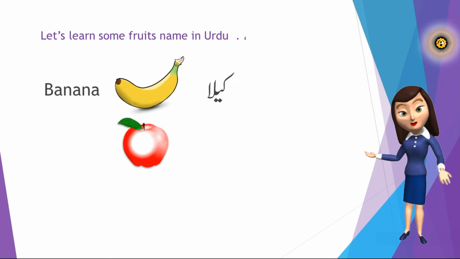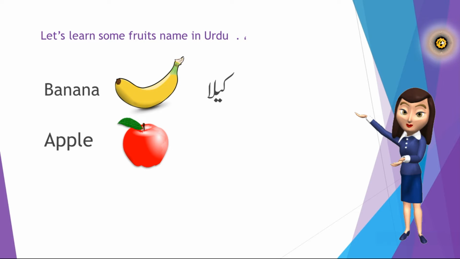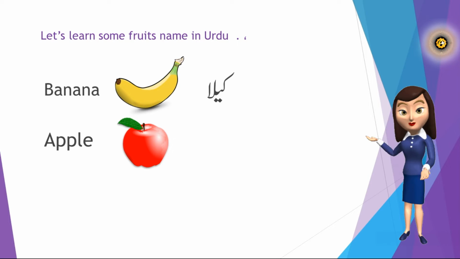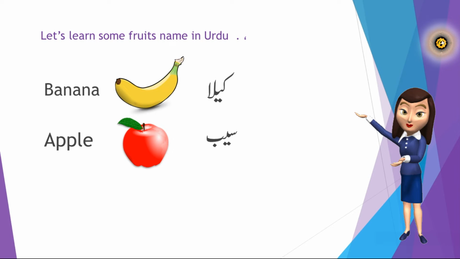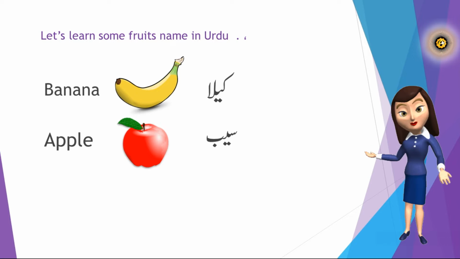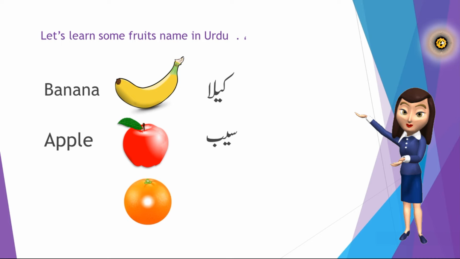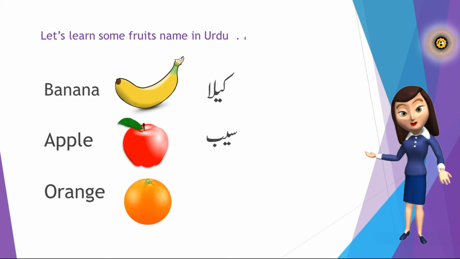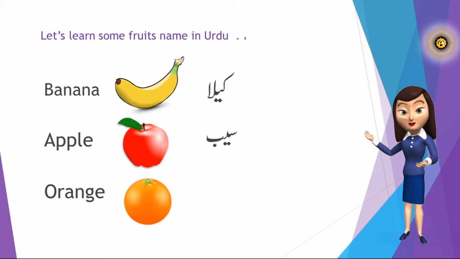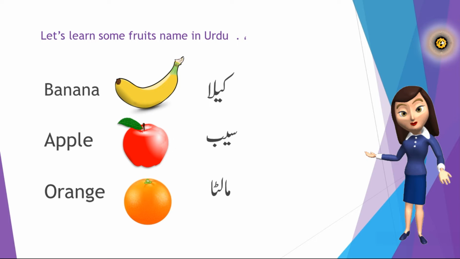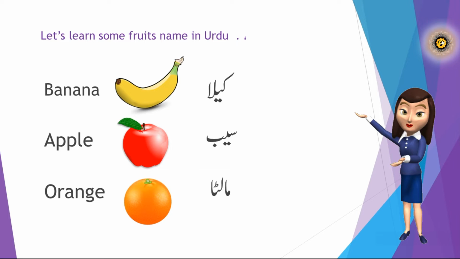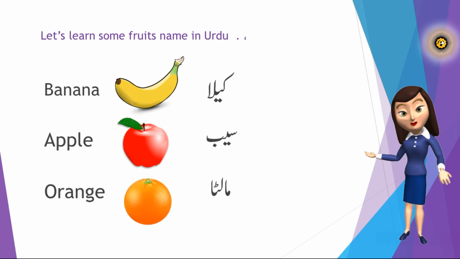Then in English we say apple and in Urdu it is seb. Seb. Apple, seb. Then in English we say orange. Orange. And in Urdu it is Malta. Malta. Orange, Malta. Now let's repeat all of these one more time.